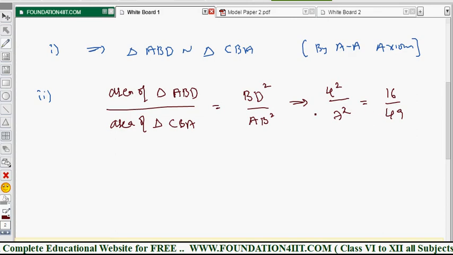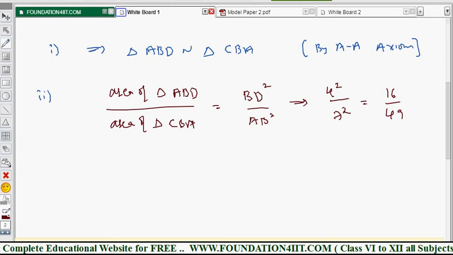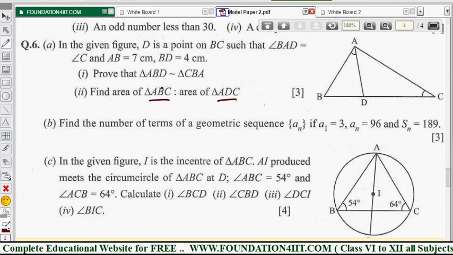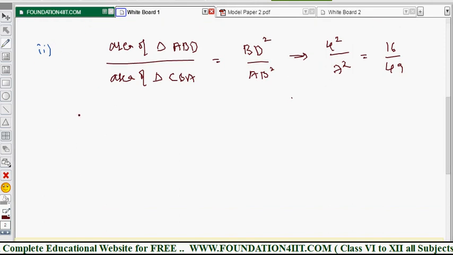Then, if you take these values, from this we can know what we need to prove. Area of ABC and area of ADC. Now let us see here. What we need to find is area of ABC by area of ADC. ADC is this part, and ABC is the total. Let me take this reciprocal first.